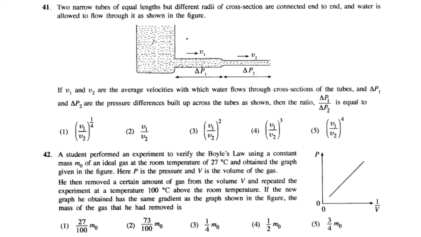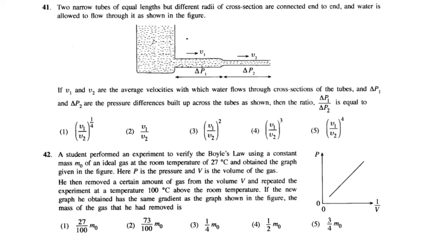Question number 42. A student performed an experiment to verify Boyle's law. For that, he used a constant mass m naught of an ideal gas, and the room temperature was 27 degrees Celsius. And after the experiment, he got a graph as shown in the diagram. Then he removed some amount of gas from that volume and increased the temperature by 100 degrees Celsius and repeated the experiment again and drew a similar graph, and the gradient of that graph is also the same as the previous one. And the question is to find the mass of the gas he had removed.